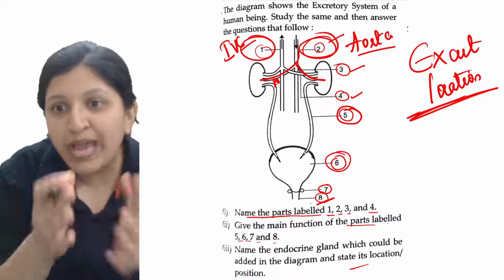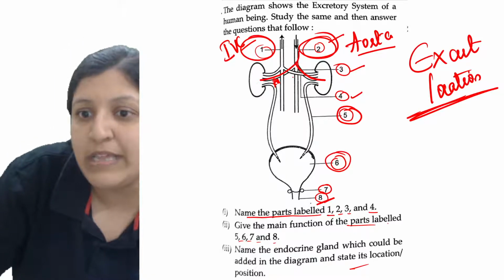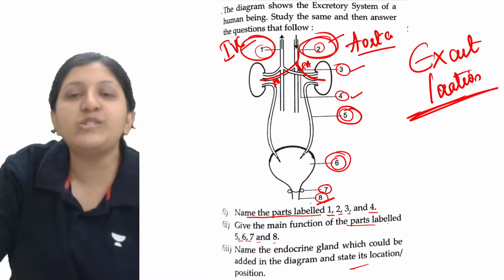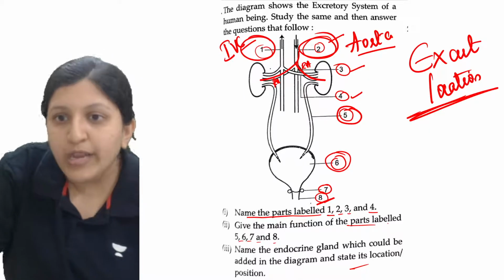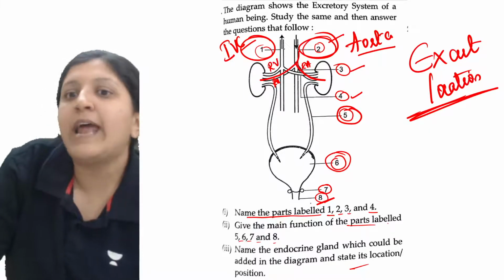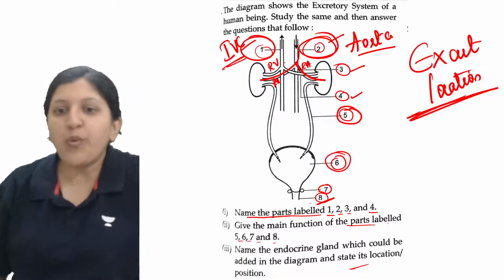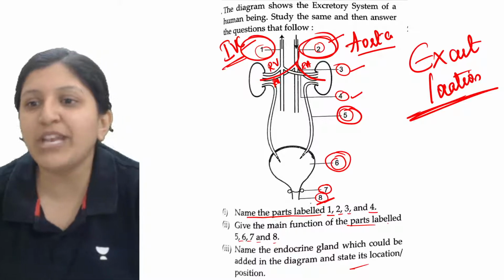So since aorta is dividing, it is forming the renal artery, where here I label, okay? And since this one is dividing, since the renal vein joined together and it is joining at the inferior vena cava, so this has to be renal vein. So what exactly is the function of 5, 6, 7, 8?